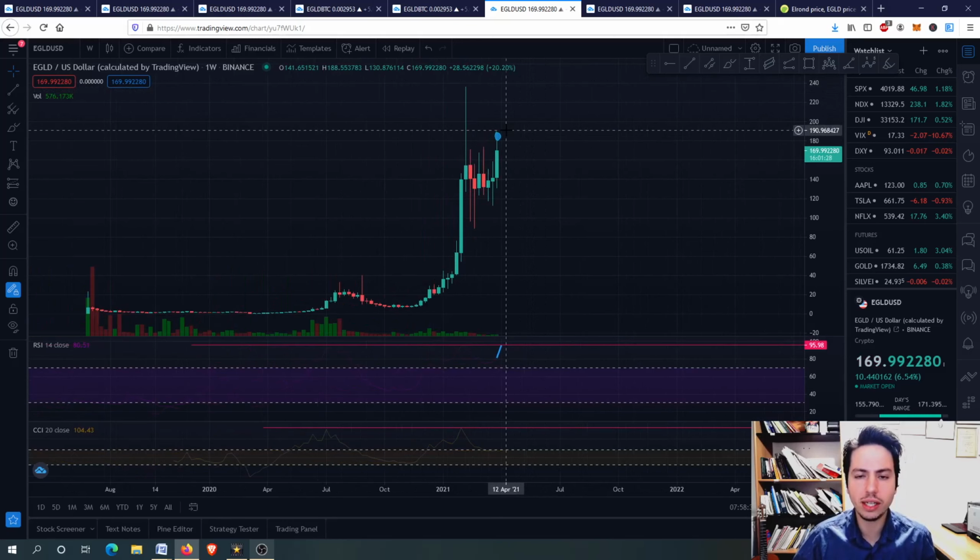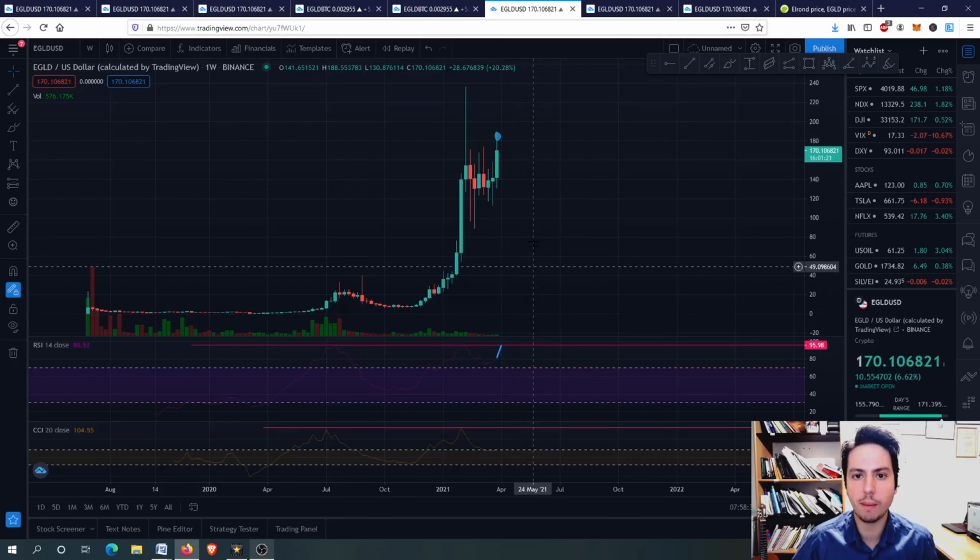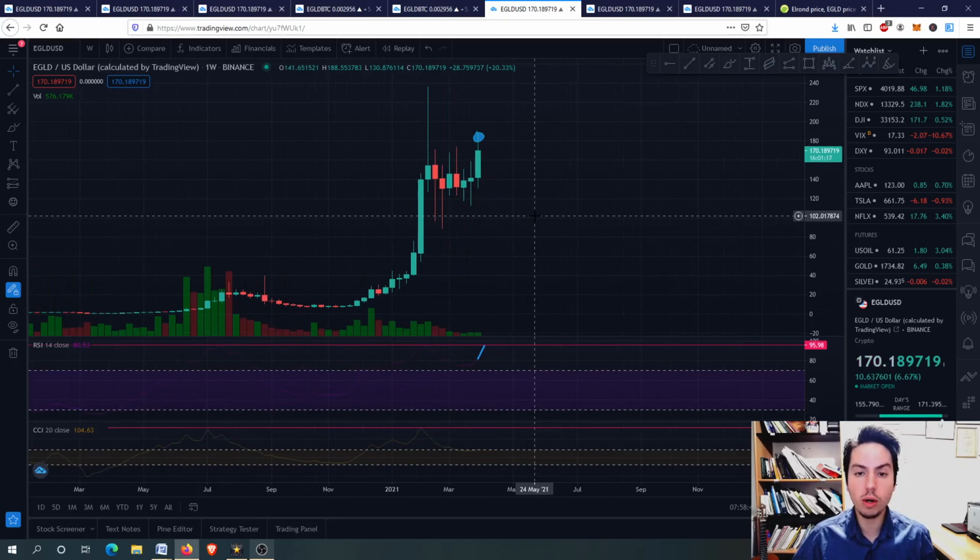But let's see, the weekly frame, of course, it's for the macro perspective. It's for the macro perspective, but we always want to see the macro of a coin as well, because it is more important if a coin will do fantastic in a year.